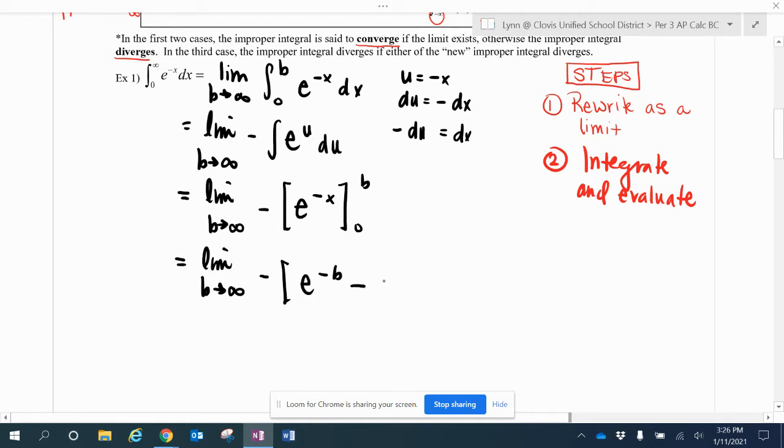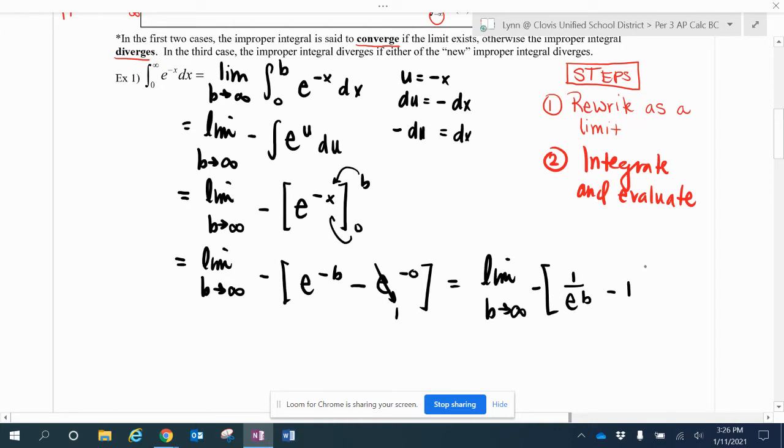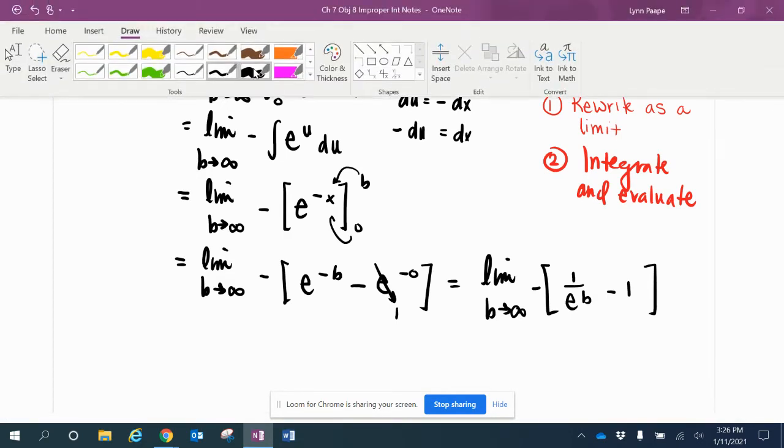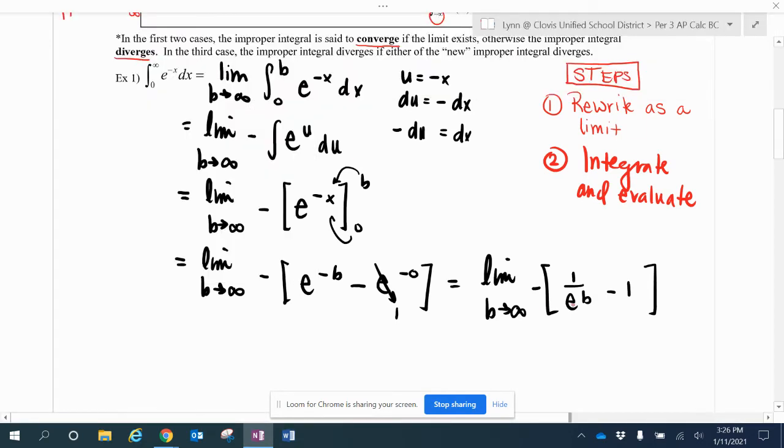And then minus evaluate at 0. So I substituted in b and then 0. And then e to the 0 would be 1, so this is just a 1 here. And then e to the negative b is the same as 1 over e to the b. And so as b approaches infinity, that means my denominator is getting large, right? So the denominator is approaching infinity, which will make the whole fraction approach 0. The larger the denominator, the smaller the fraction.